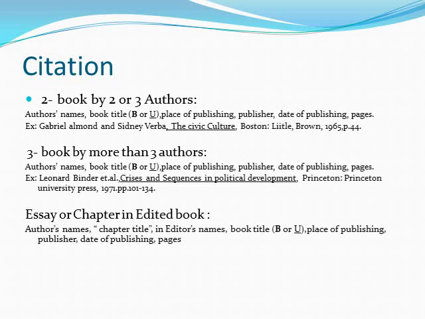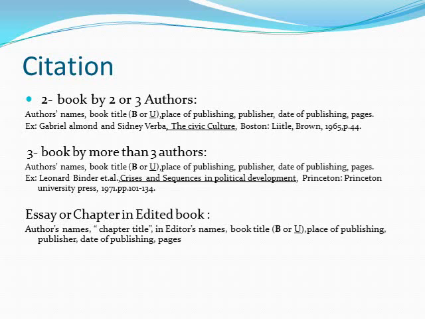Okay, let's complete the different cases of citation. If we are going to cite a book with 2 or 3 authors, we will write authors' names, then the book title, bold or underlined, the place of publishing, the publisher, date of publication, and pages. For example, Gabriel Almond and Sidney Verba, these are the names of authors. Then The Civic Culture, underlined, this is the book title. Boston, this is the place of publishing. Little Brown, this is the publisher. 1965, the date of publication, page 44.